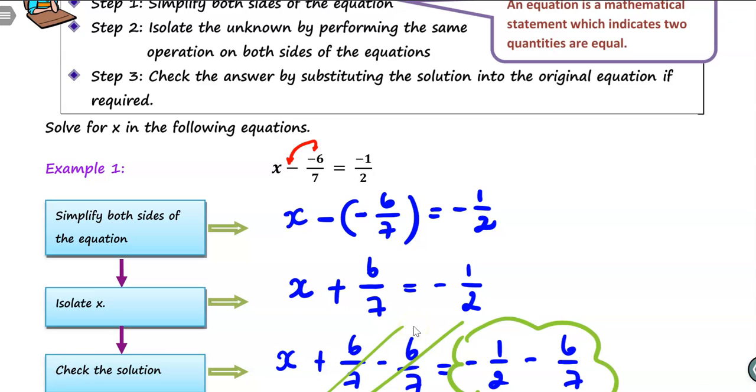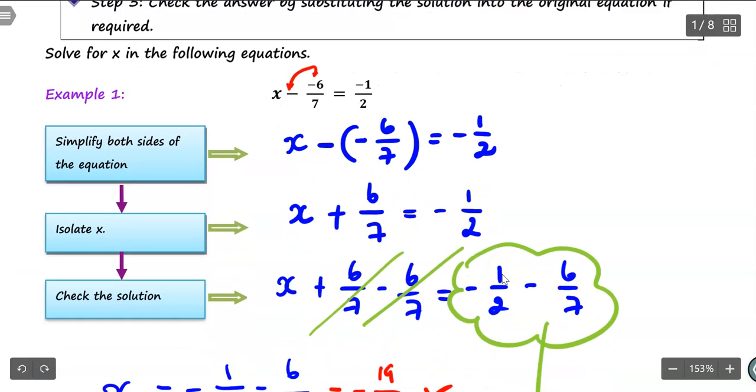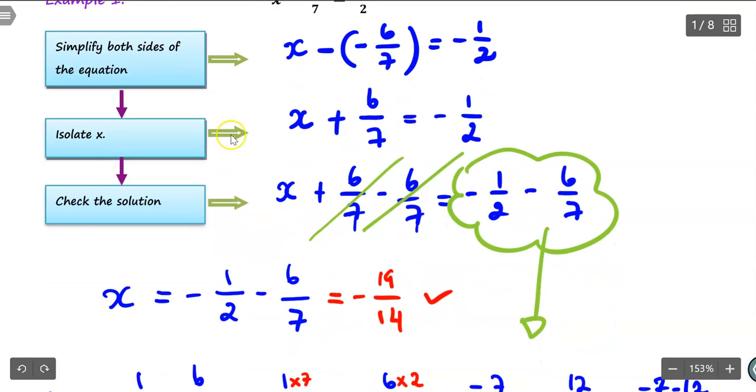All you have to do is, okay, I have added 6 over 7. I don't want 6 over 7 on this side of the equation because you need to isolate the x. So you subtract 6 over 7 on both sides of the equation. When you subtract 6 over 7 on both sides, you automatically isolate the x, right? So you use your calculator to perform this step, and then you have the answer as a fraction as well in lowest terms.